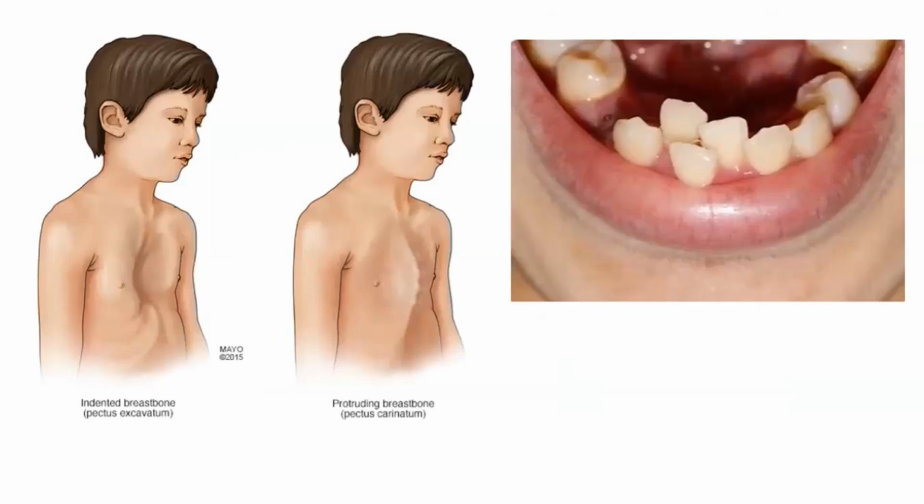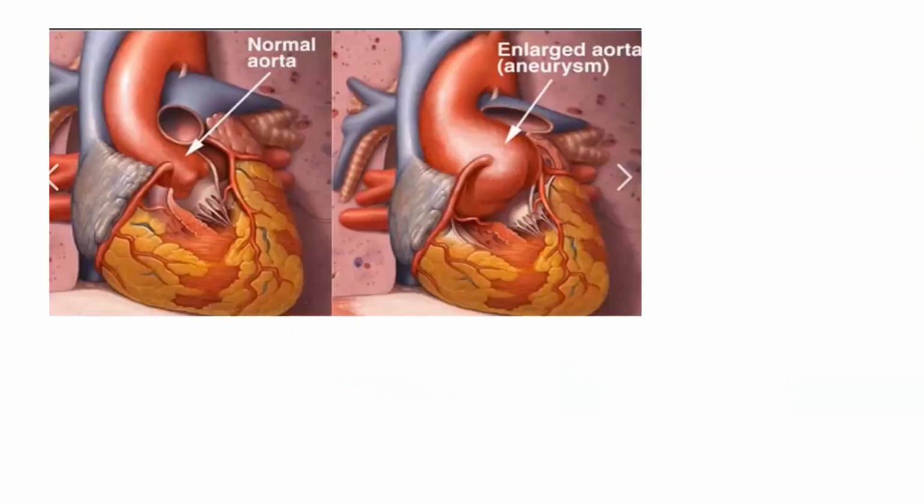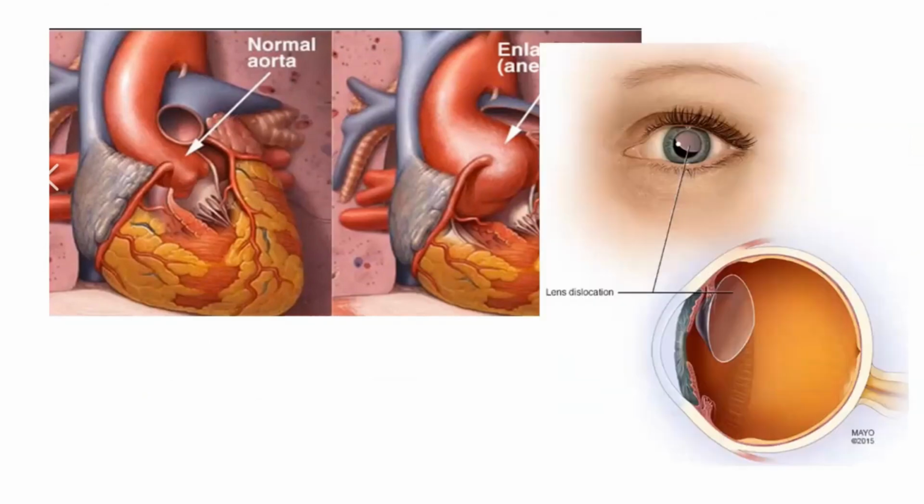Tooth abnormalities, but they rarely present to your dentist for this. The most common again is the aorta. They have an enlarged aorta and eye lens dislocation.